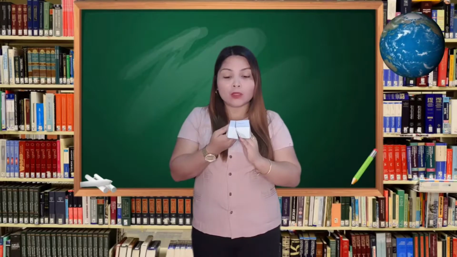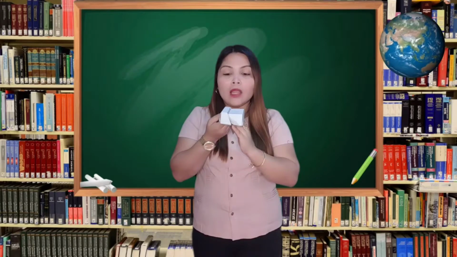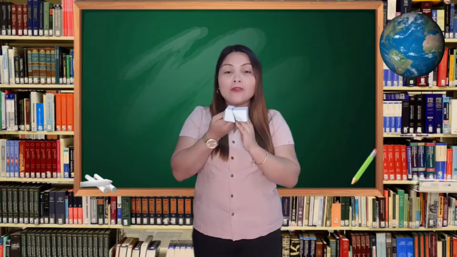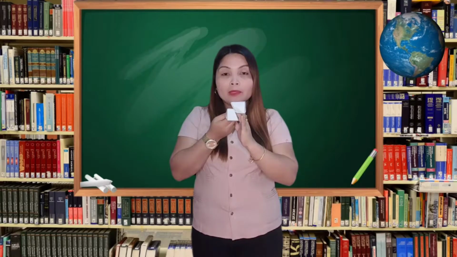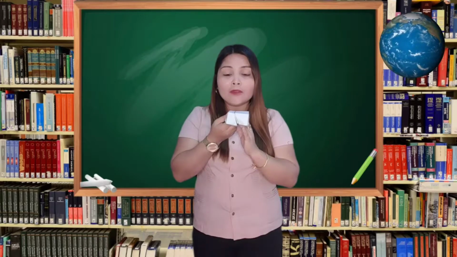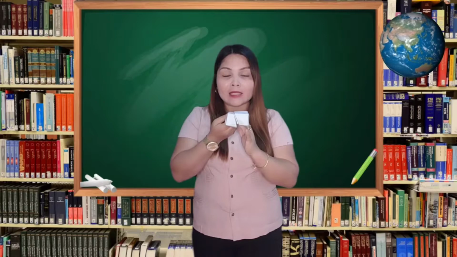For the normal fault, if this one is the footwall and this one is the hanging wall, if the hanging wall drops, that is the normal fault. If the hanging wall goes up, that is a reverse fault. And if the rocks move sideways, that is a strike slip fault.